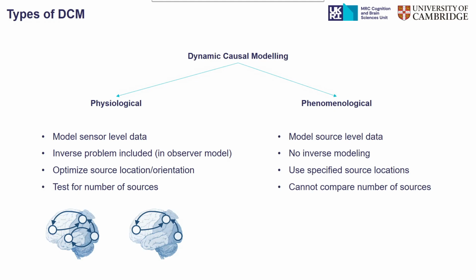Lastly, physiological DCMs can test for number of sources. So I could compare a model with 4 sources versus 3 sources and examine their model evidence to pick a winning model, but I cannot do that with a phenomenological model.